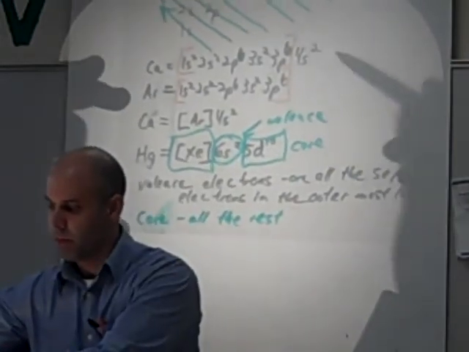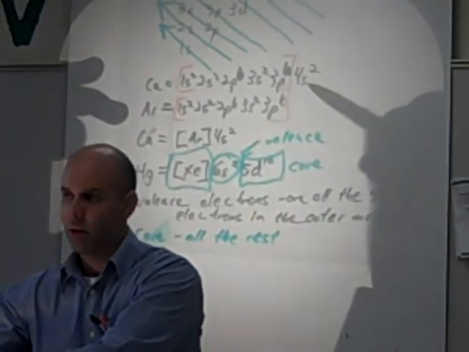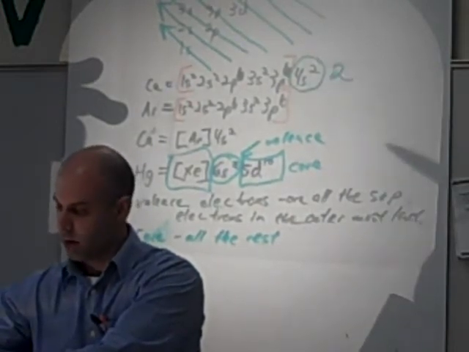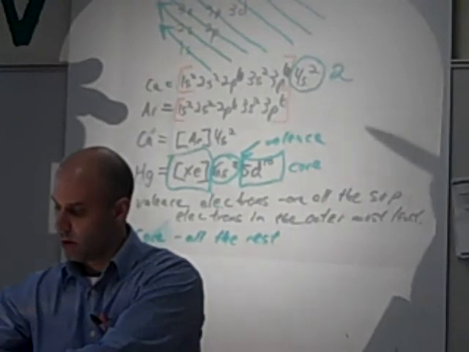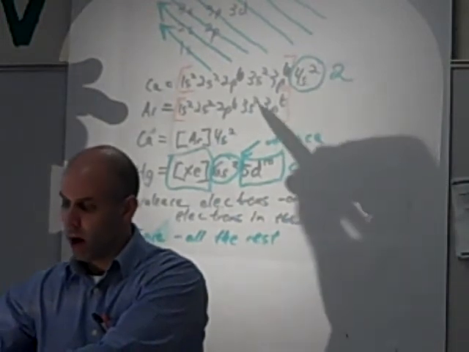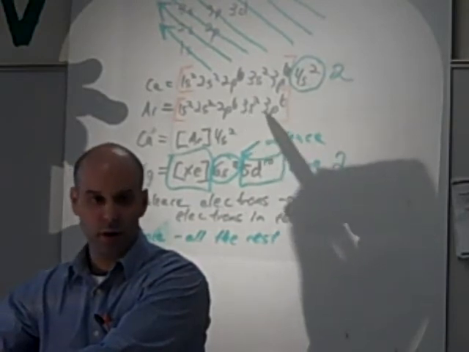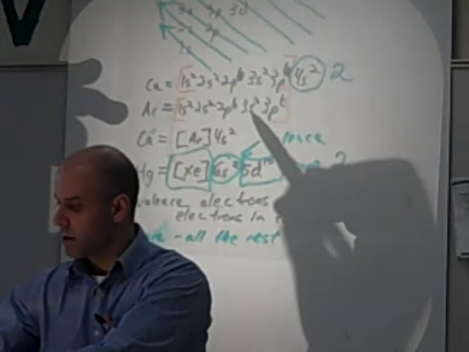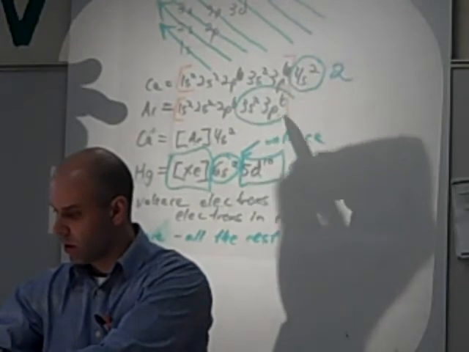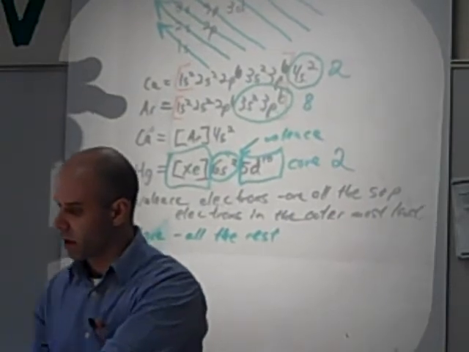For calcium, where are my valence electrons? Well, which is the outermost level? 4. So I have 2 valence electrons there. I have 2 valence electrons here. What about argon? What's the outermost level? The 3rd. All the S and P ones, Jared. S and P. So that's all of those. So that means I've got 8 valence electrons there.